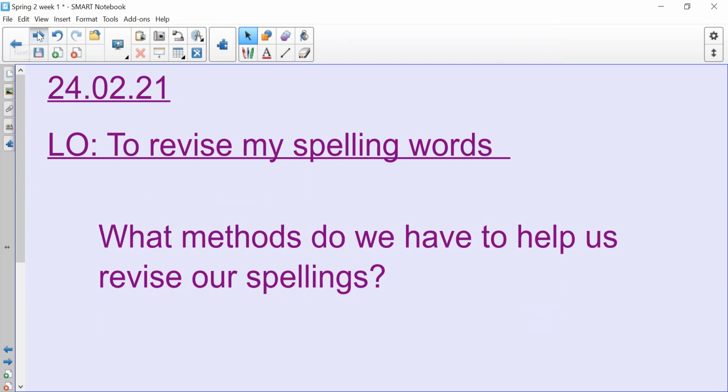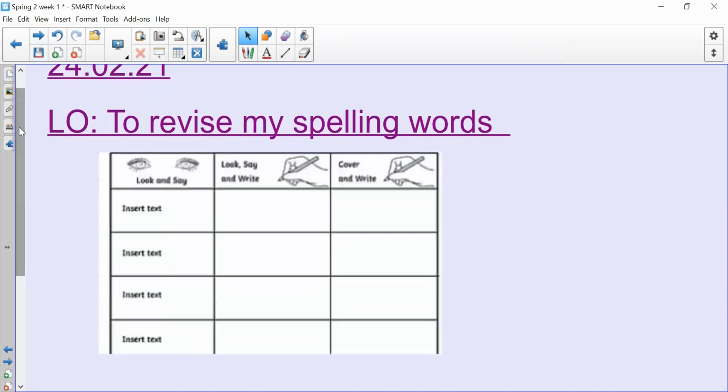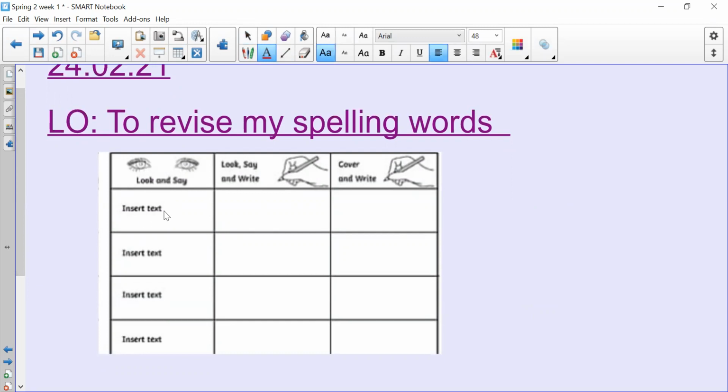So let's explore some of our options. So the first one is look, cover, write, check. So what you do on a piece of paper is you have the word and you make sure you have it here spelt correctly. So for example, peace, okay? And it's really important that in the first box you just copy it down so it's spelt completely correctly, okay? Then you look at it and you say it. So peace. Then you look at it, you say it, and you write it yourself.